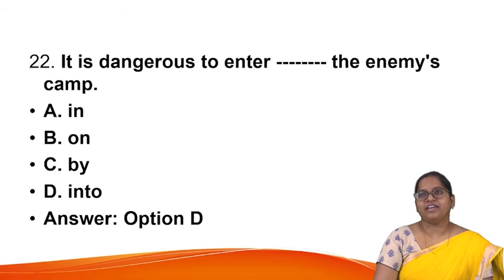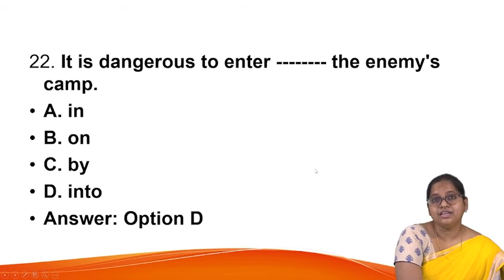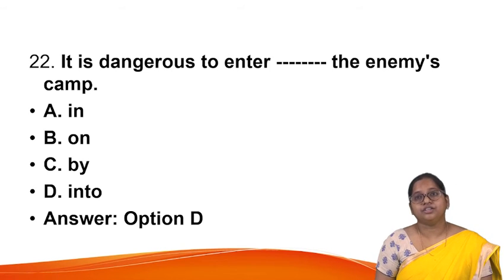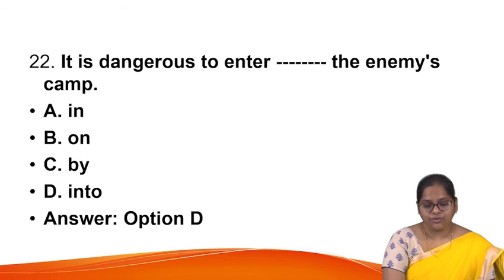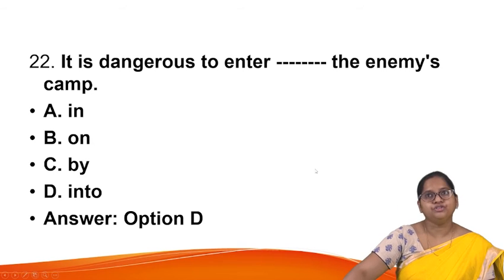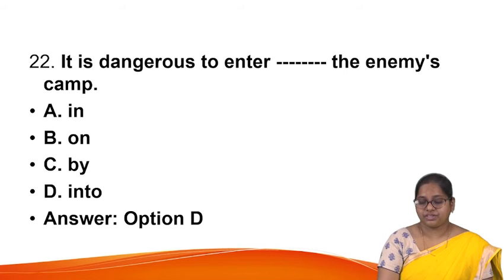It is dangerous to enter the enemy's camp. So you have to use in, on, by, into. Is it dangerous to enter the enemy's camp? But here the article is not given, so you can use the preposition into. Because if the is given, then certainly you can use the preposition in.